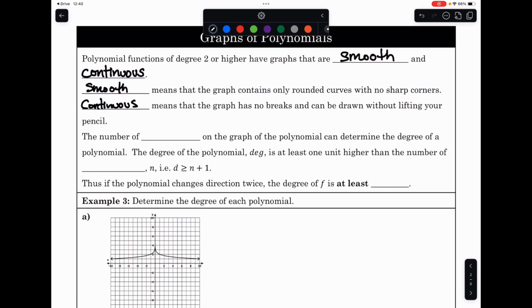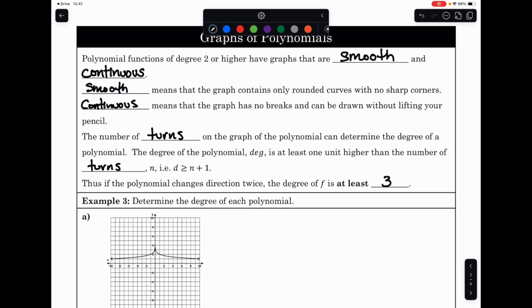Now, how do we determine what the degree would be? The number of turns on the graph of the polynomial is how we determine the degree of the polynomial. The degree of the polynomial is at least 1 unit higher than the number of turns in that polynomial. So let's say that the polynomial changes direction, it turns twice. It goes up, goes down, and then goes back up. So it changes direction twice. That means that this polynomial f is going to have at least degree 3.